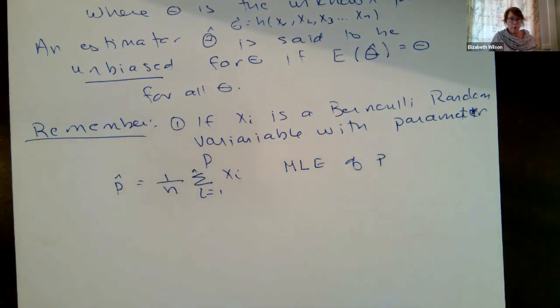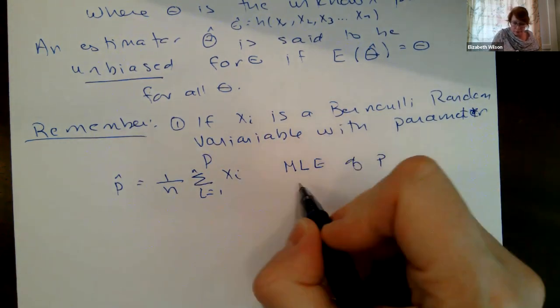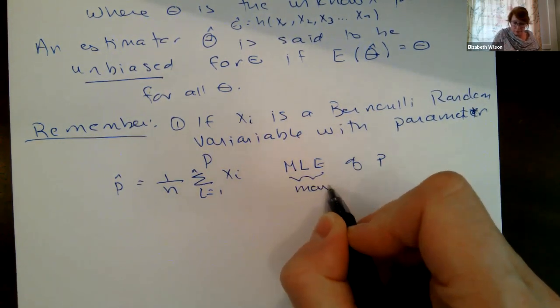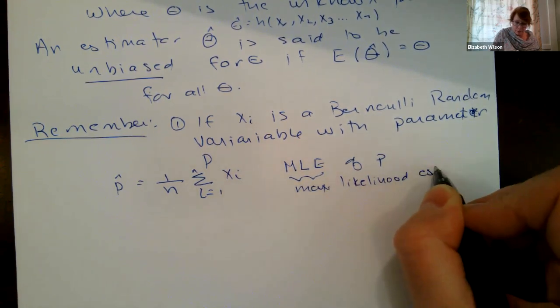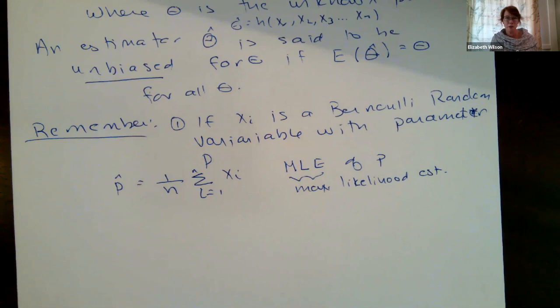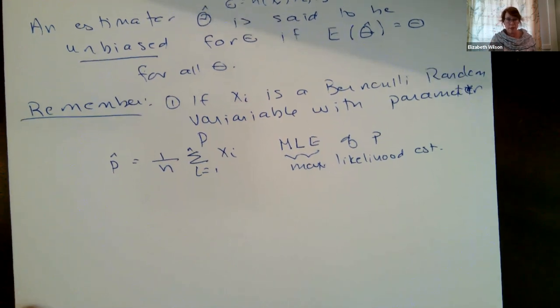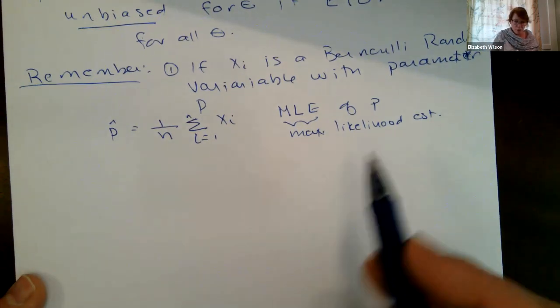Remember, MLE is maximum likelihood estimate. We often call it MLE in the book or in our notes, so get used to seeing maximum likelihood estimate abbreviated as MLE. Okay, so that's for Bernoulli.